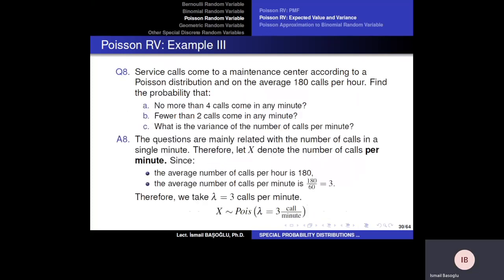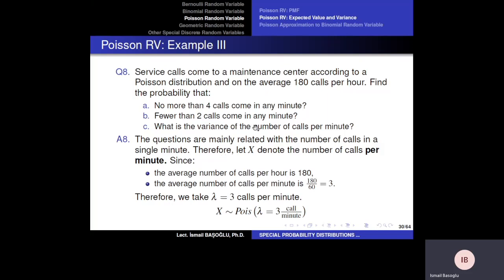So let's solve another question. Service calls come to a maintenance center according to a Poisson distribution and on the average 180 calls per hour. We need to find the probability that no more than 4 calls come in any minute, fewer than 2 calls come in any minute, and we also need to calculate the variance of the number of calls per minute.